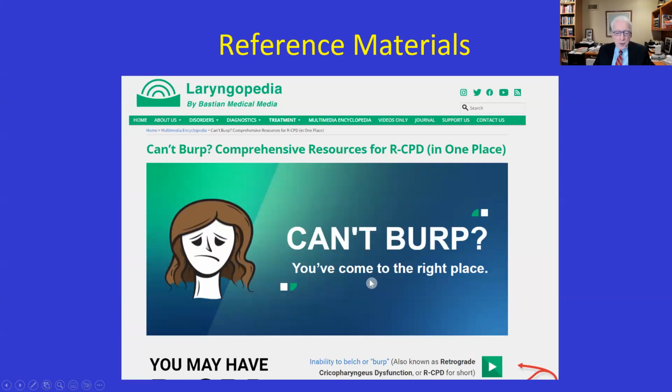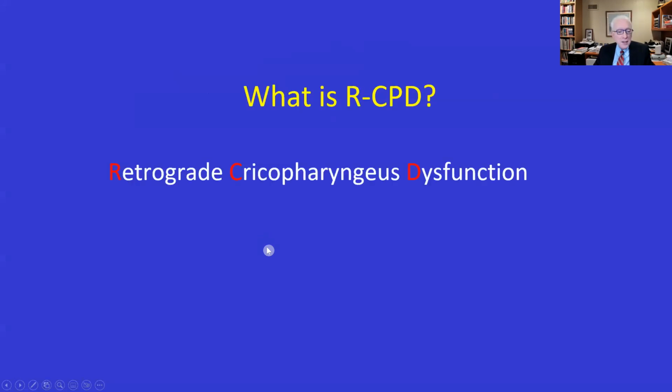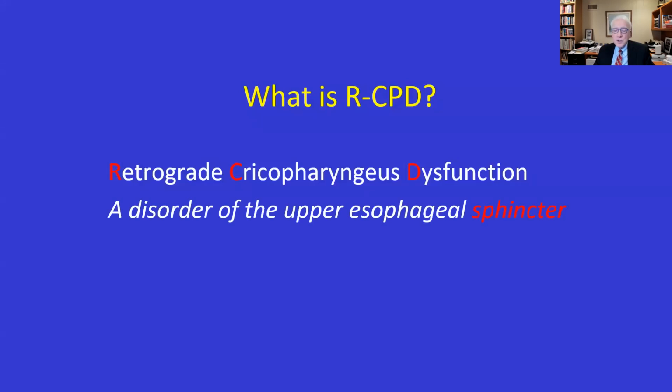What I want to just mention right off the bat is that we have made a very large resource page on Laryngopedia. So anybody who wants to read or learn additionally, you can go to Laryngopedia and just type RCPD into the search window. Well, what is RCPD? It stands for retrograde, meaning reverse direction, cricopharyngeus, that's the muscle in the upper esophageal sphincter, dysfunction. It's a disorder of the upper esophageal sphincter found right here in the middle to low part of the neck, just below the Adam's apple or the Eve's apple.